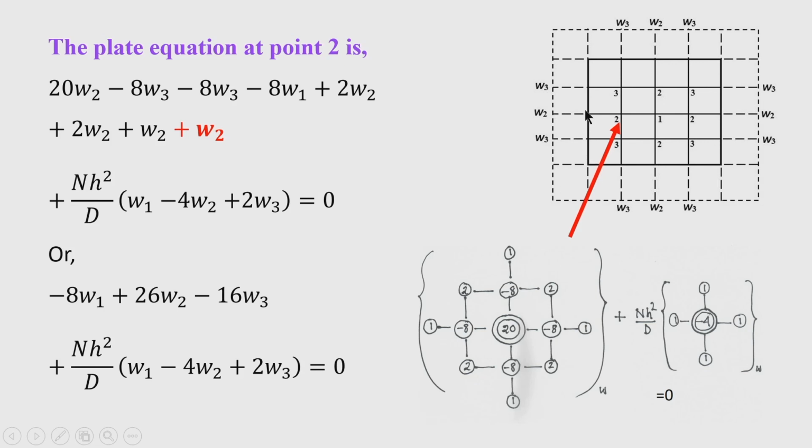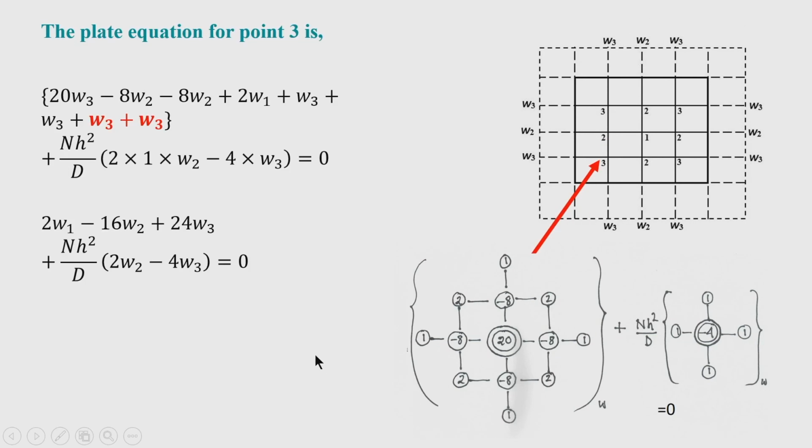So, naturally it will not come. So, therefore, we write this equation as this, after simplification: minus 8 W 1 plus 26 W 2 minus 16 W 3 plus n h square by d (W 1 minus 4 W 2 plus 2 W 3) equal to 0. Okay. The plate equation in node 3, let us come to the node 3.